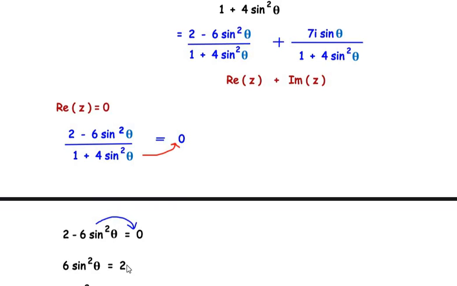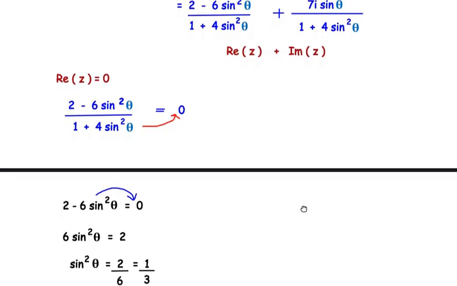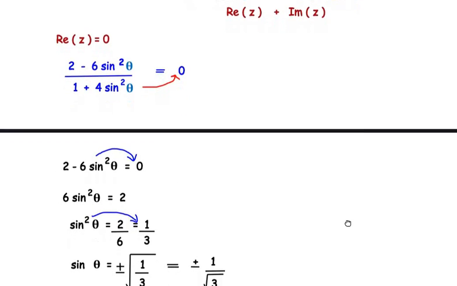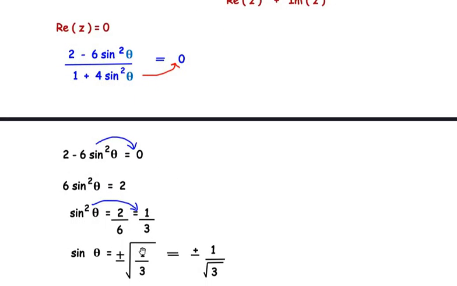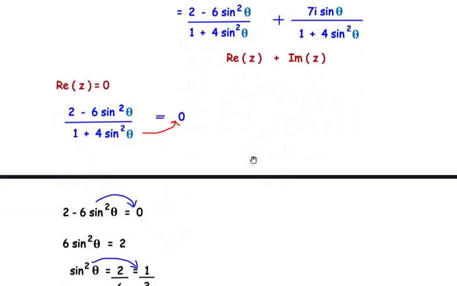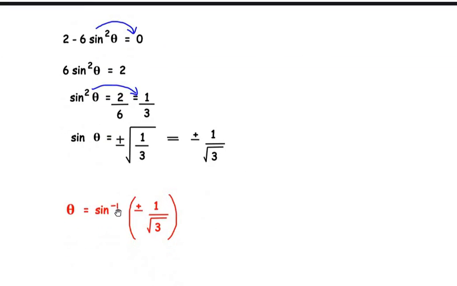Now taking 6 on the other side of the equal to sign, we get sine square theta is equal to 2 over 6, which can also be simplified as 1 over 3 because 2 and 6 go in the table of 2. Now sending the square on the other side of the equal to sign, it turns into a square root. So we have here sine theta is equal to plus or minus square root of 1 over 3, where we know that square root of 1 is 1 itself. So we can just write it as plus or minus 1 over square root of 3. Now since the question asks us to find out the value of theta, we are going to take the sine on the other side of the equal to. So we get here theta is equal to sine inverse of plus or minus 1 over square root of 3.